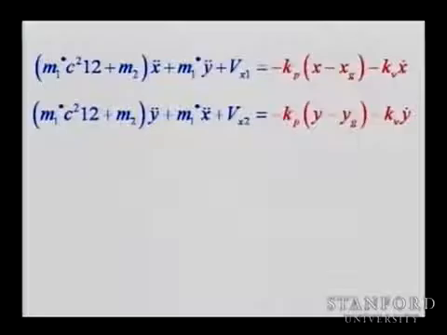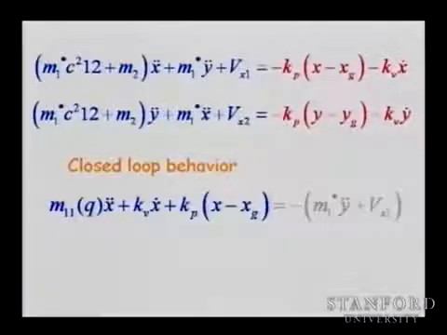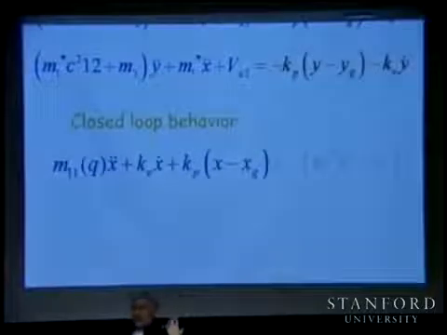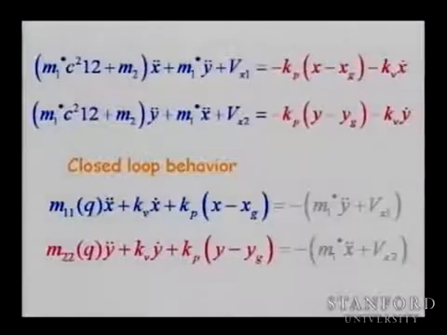What is the closed loop behavior? Well, the closed loop behavior is like this. It's like I have a mass acceleration plus kv x dot plus kp x, and instead of being equal to 0, it's equal to the acceleration of the second joint and the nonlinear terms coming from the errors associated with centrifugal and Coriolis forces, and the same thing for the second direction.